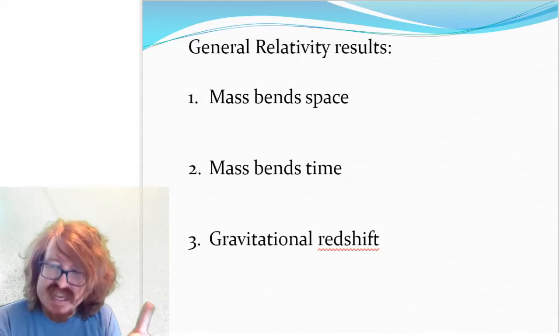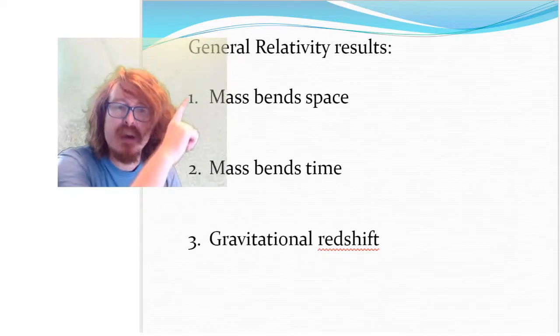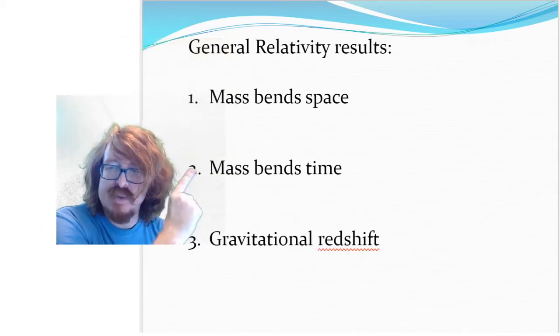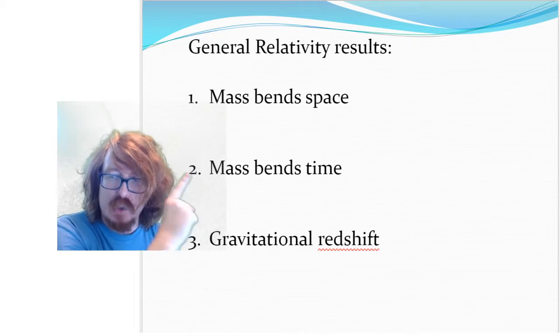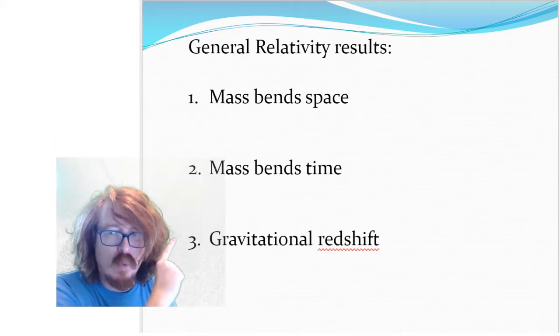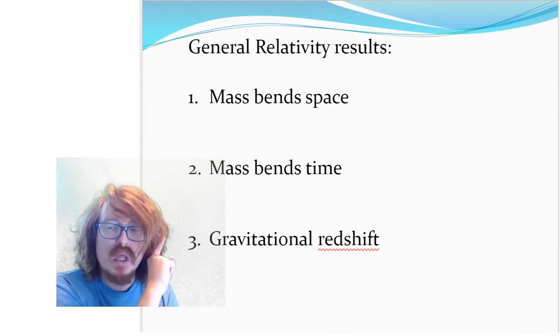Okay, so these are the three main effects of general relativity, or results of general relativity. Mass bends space, and that creates gravity. Mass bends time, and that slows time down. And gravity makes the wavelength of all light that comes away from the object longer.